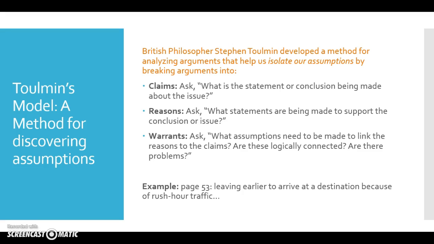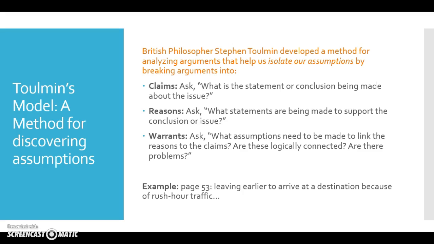The claims question asks you to simply state and understand what the statement or conclusion being made about the issue is, followed by a question regarding reasons that asks you to think about what statements are being made to support the conclusion or issue. And then he uses the word warrants, which is synonymous with a lot of other words we've been looking at in the past 2 modules of CRE. It asks you to think about the assumptions that need to be made to link the reasons to the claims. Are they logically connected, or are there problems with the warrants?